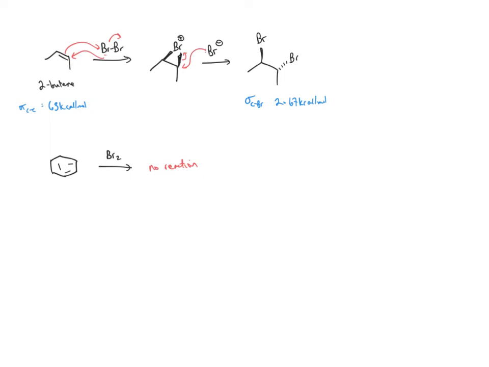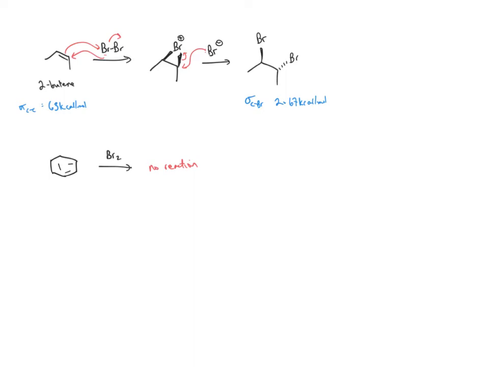Because recall when we discussed conjugation, we said that conjugated systems, or more and more conjugated systems, were certainly more stable, but that they were also more nucleophilic. So in other words, this result, where we get no reaction with benzene, is completely contradicting this principle.